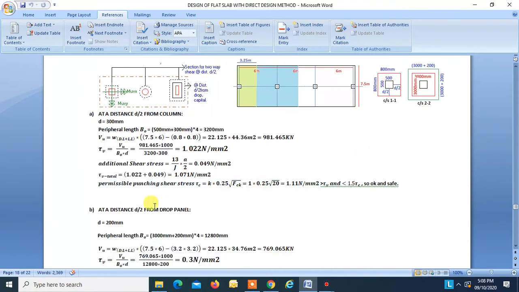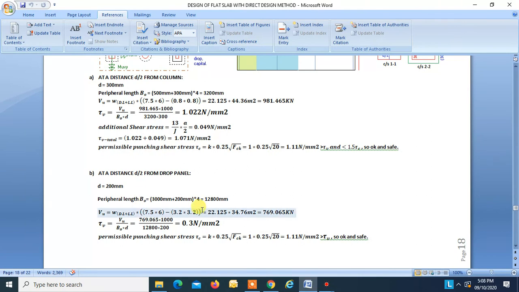Now, at a distance d by 2 from the drop panel. So our drop is 3000 by 3000, plus this section falls in the slab. So the effective depth of slab is 200. So 3200, 3200, 3200, 3200. So total periphery is found to be 12800.